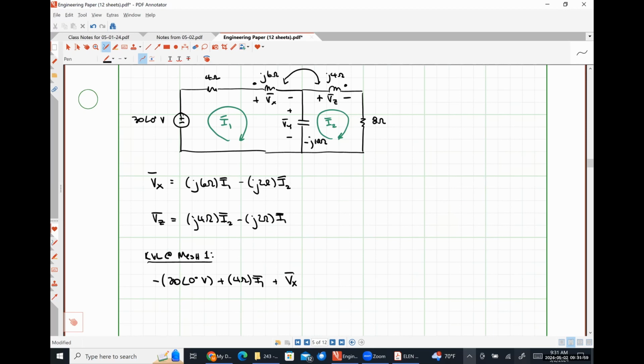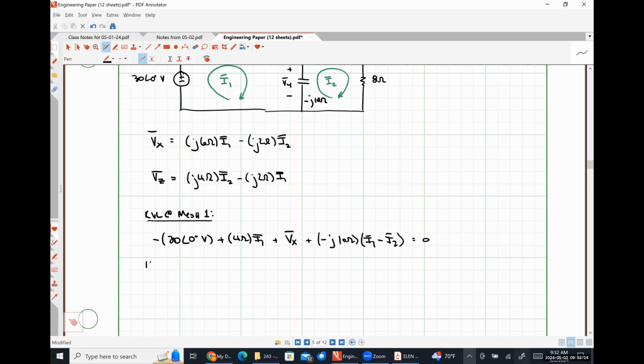Vy is a capacitor, right? So that would be negative j10. So that's the impedance. So what's the total current flowing through it? I1 minus I2. Absolutely right. And that's all equal to 0. Good deal, because you're going to need it.